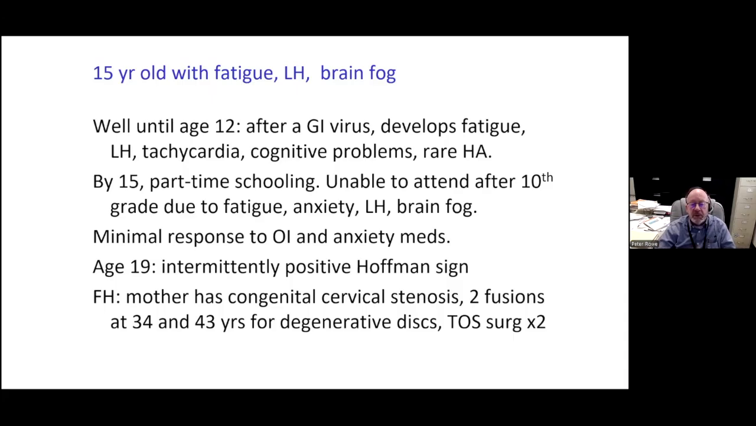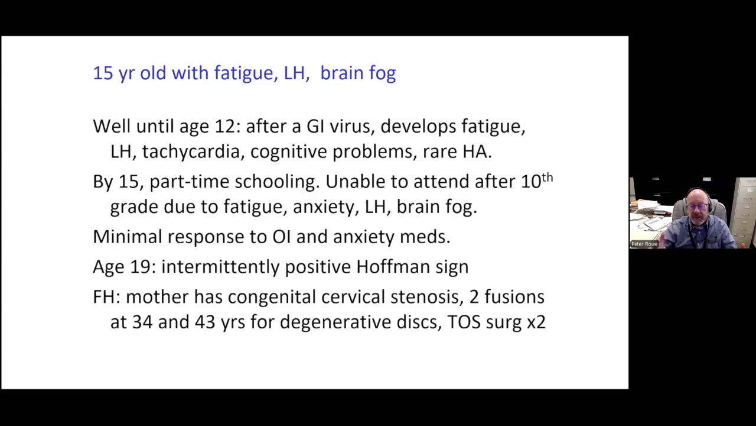She had a minimal response to any of the orthostatic intolerance treatments that I tried and any of the anxiety medications her psychiatrist introduced. And at age 19, so we've been examining her for 4 years, she had an intermittently positive Hoffman sign, which is elicited by putting a finger under the distal part of the middle finger and then flicking down, and you're looking for an involuntary contraction of the thumb and fingers, and this is said in a colloquial way by neurosurgeons to be the Babinski reflex of the upper limb. It usually means that there's something wrong in the cervical spine.